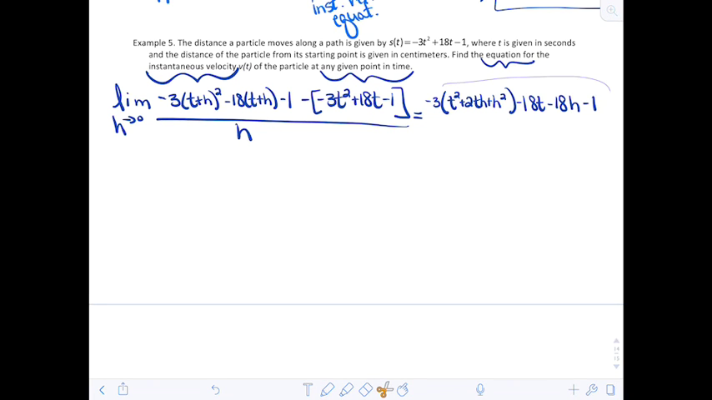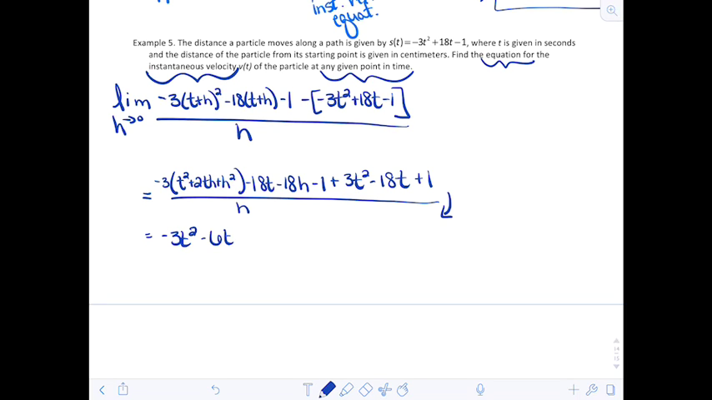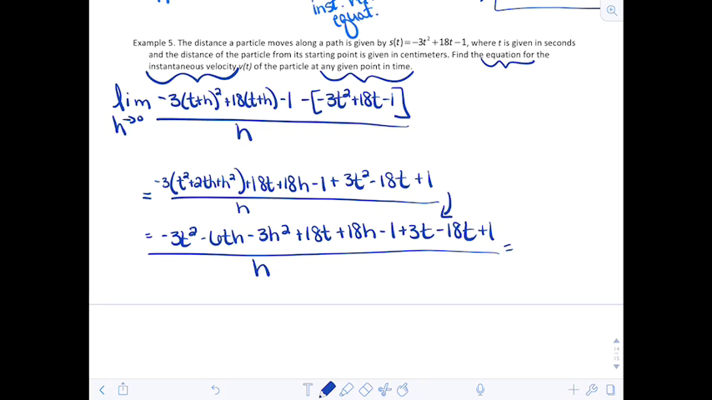minus 1. And I'll tell you what, I'm running out of room, so I have the luxury of being able to move this down here to make more room. And then it's going to be plus 3t squared minus 18t plus 1, and that's all over h. And I'm going to distribute the 3. Negative 3t squared minus 6th minus 3h squared, plus 18t plus 18h. Okay, sorry about that, I copied wrong. Plus 18t plus 18h minus 1 plus 3t squared minus 18t plus 1, all over h.